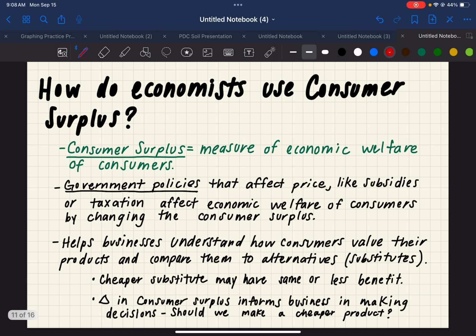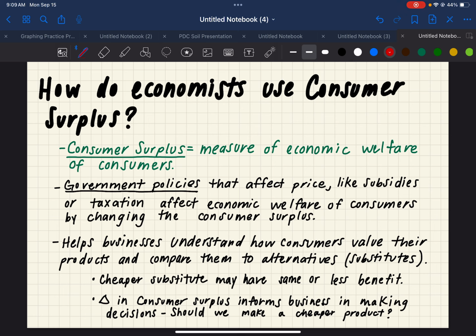The total consumer surplus is the total extra benefit that the market receives above what they paid for that product. Economists use the consumer surplus. We already talked about the consumer surplus as being a measure of economic welfare for consumers. And we discussed subsidies a little bit. So other government policies that affect price, like taxation.